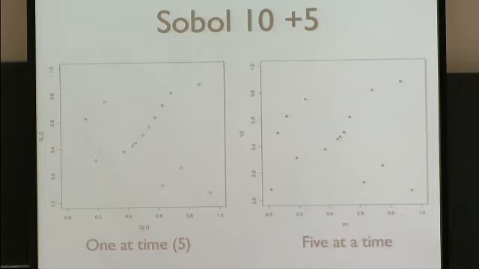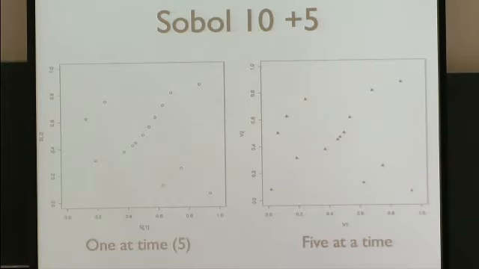What if we actually take 5 points at a time? We might not want to just do one at a time. We might want to take 5 at a time. We might do our new runs in some parallel computing system where doing 5 at a time is more sensible. So this is the one at a time thing.